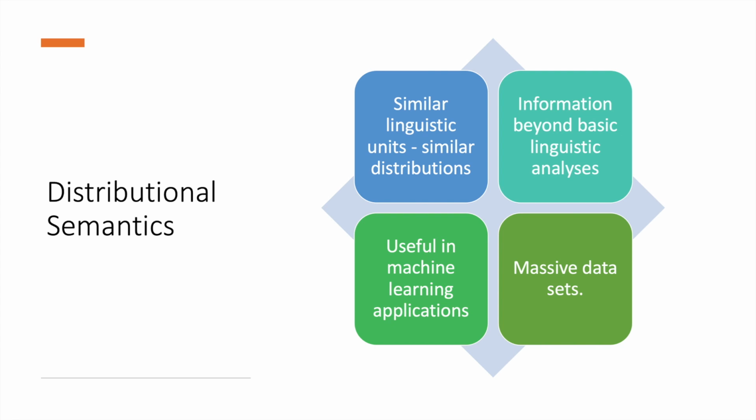Distributional semantics builds on the assumption that syntactically or semantically similar linguistic units have similar distributions. It provides information beyond basic linguistic analysis, like word similarities, document topics, and so on. It is very useful in machine learning applications, and it may require massive data sets. Some examples where you could apply distributional semantics are topic discovery, what is the topic of the text, document clustering, or source of machine learning features.